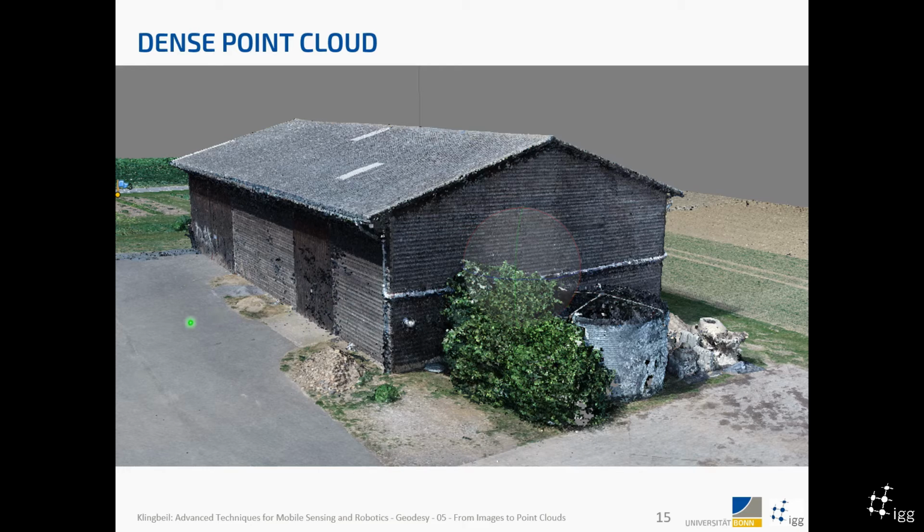And here you can see that even the surfaces where there is not much contrast visible are reconstructed very well and very dense. So this is now the measurement result of a UAV flight and the corresponding structure from motion pipeline, which has been processed afterwards.